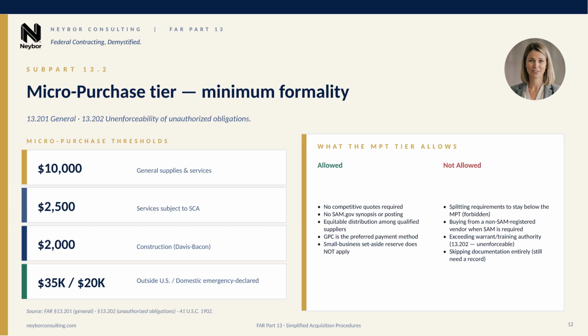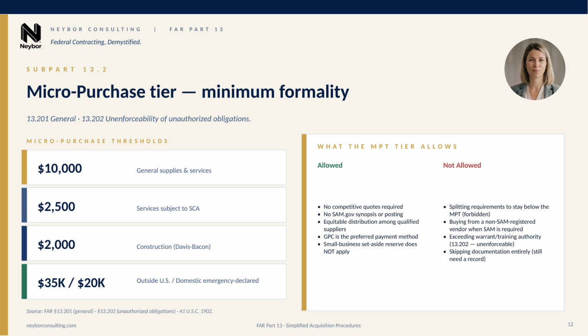Subpart 13.2, the micro-purchase tier, is the simplest band in federal contracting. On the left, we see the dollar lines. The general threshold is $10,000. It drops to $2,500 for services subject to the service contract labor standards and to $2,000 for construction subject to Davis-Bacon. It rises in two important cases, up to $20,000 for domestic emergency declared work and up to $35,000 for purchases outside the United States. There are also higher thresholds for institutions of higher education and certain humanitarian operations.